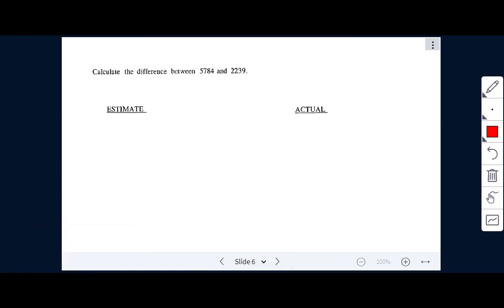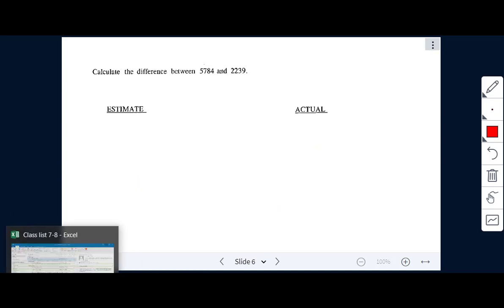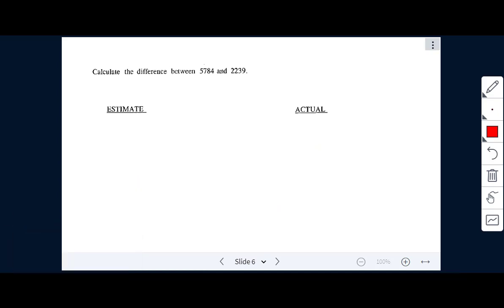Resume the recording. So we'll start with the estimate here. So we have 5,784. We can round that to, let's round to hundreds, so 5,800. Then we have 2,239. We can round that to 2,200. If you round to thousands, that's fine as well.